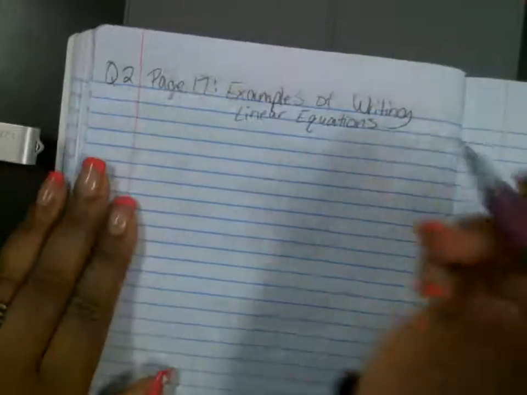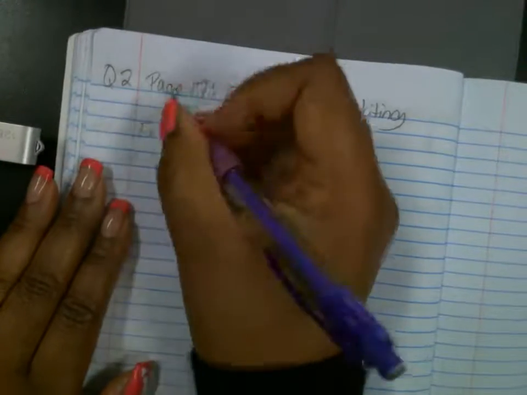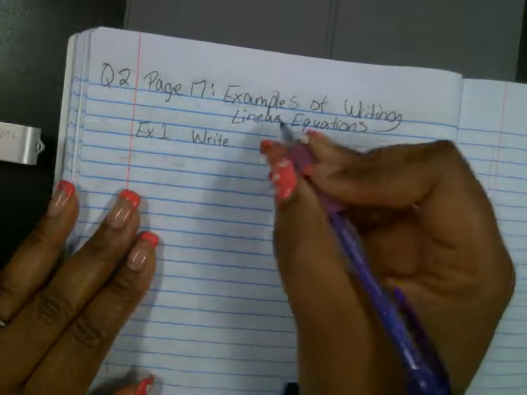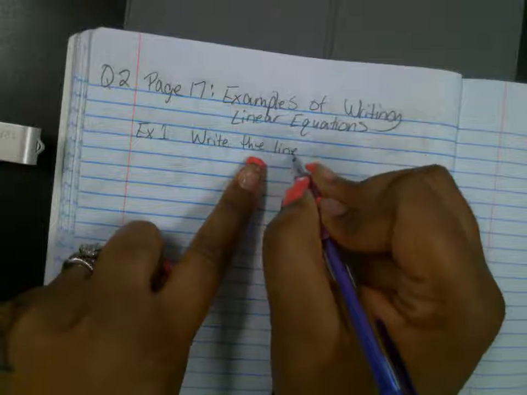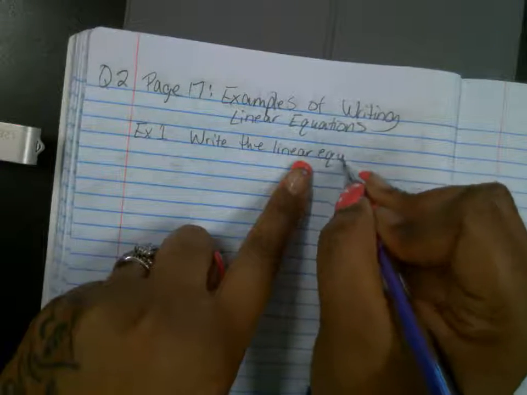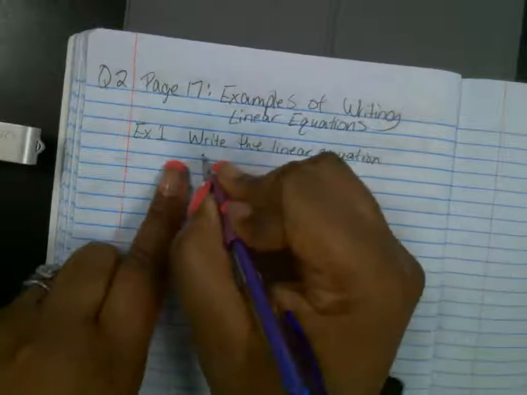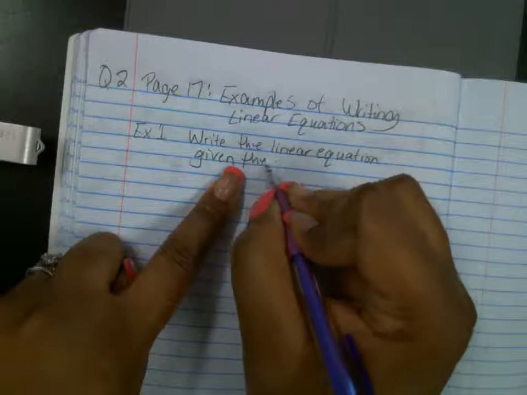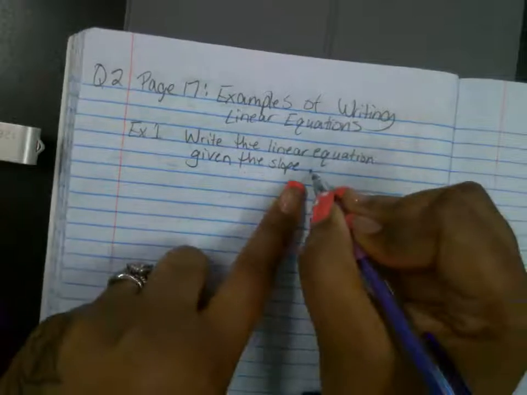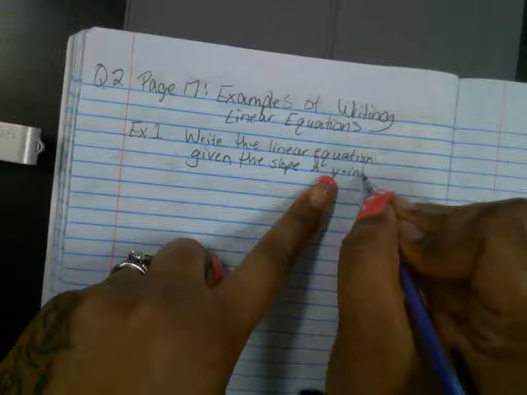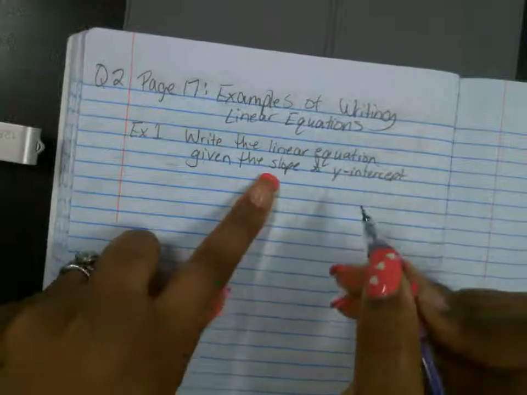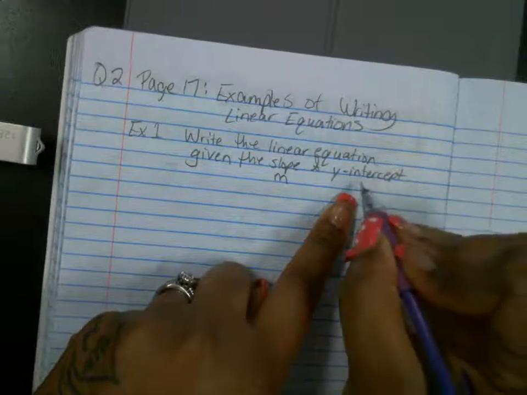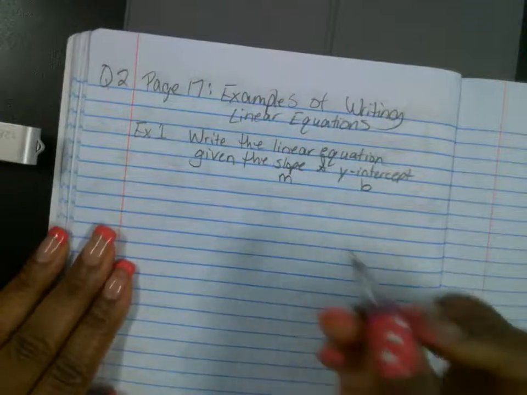Okay, so let's do this one. Let's do first example. Example number 1. We're going to write the linear equation when we're given, this is important, you're given m and b. You're given the slope. This is the easy one, y'all. And y-intercept. And again, what letter did we say slope was? M. And what's the letter for y-intercept? B. Okay.